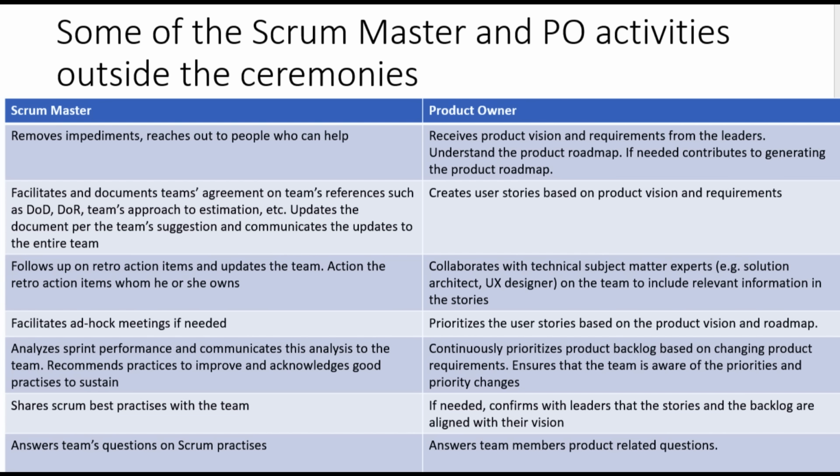Also, keeping the prioritization up to date is needed as the requirements and priorities may frequently change. Therefore, the product owner continuously prioritizes the product backlog based on changing product requirements. To be aware of product priority changes, the product owner may need to continuously check and align with product leaders depending on the project and work setting.